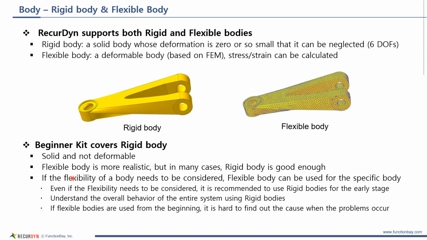In Starter Kit, flexible body was explained briefly, and you can find more information about flexible body and multi-flexible body dynamics, aka MFBD, at Function-Based Technical Support site. Even if the flexibility needs to be considered, it is recommended to use rigid bodies for the early steps because it is important to understand the overall behavior of the entire system using rigid bodies first. If flexible bodies are used from the beginning, it is hard to find out the cause when some problems occur.